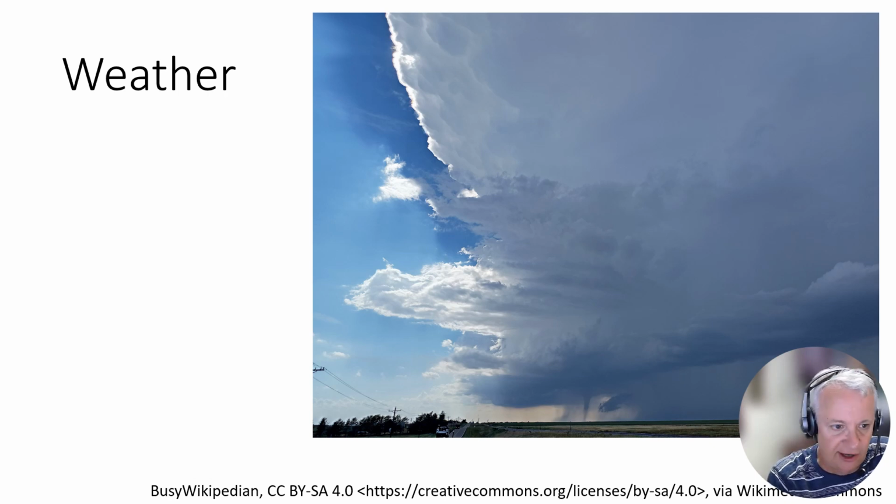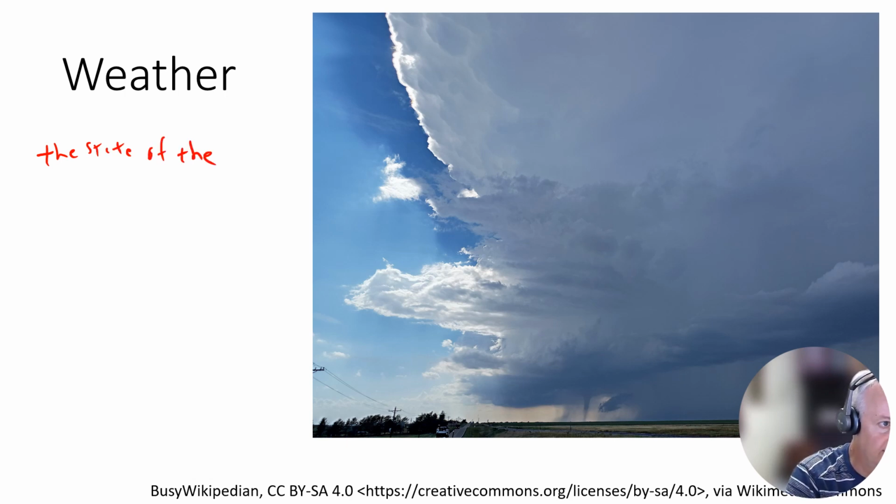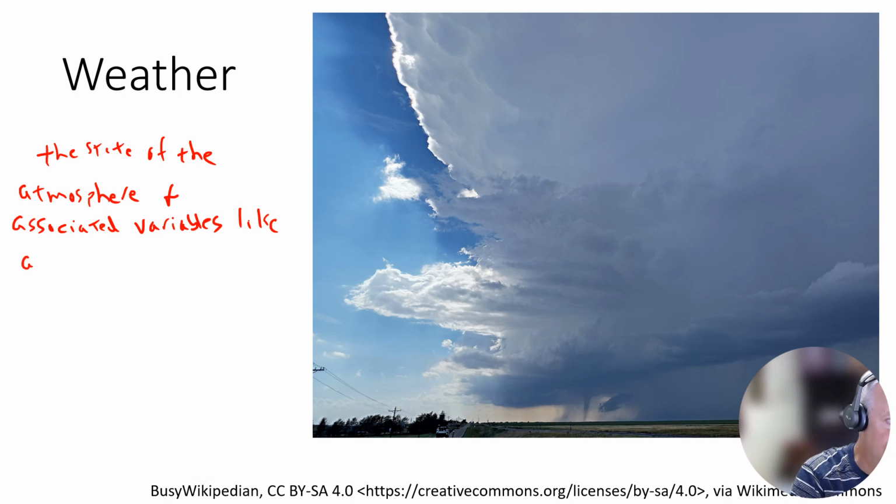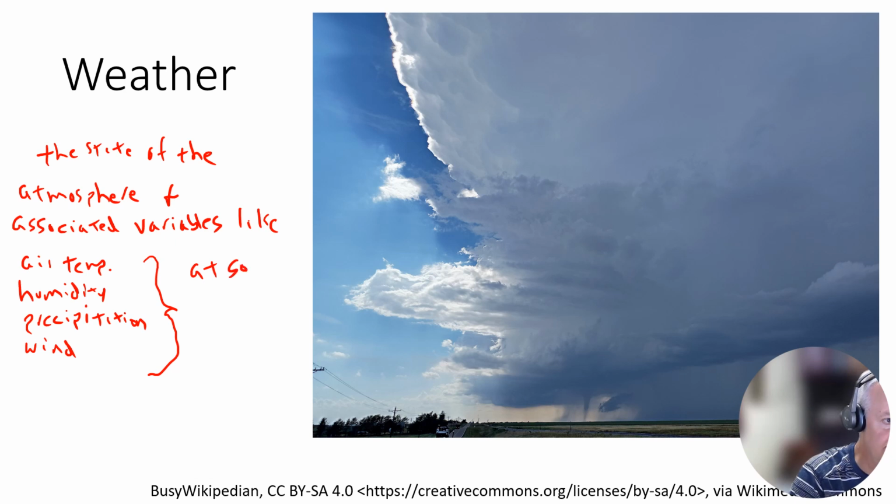So let's start with a definition of weather. Weather is just the state of the atmosphere and associated variables that we measure, like air temperature, humidity, precipitation, wind speed and direction, at some point in time. That's the important part.